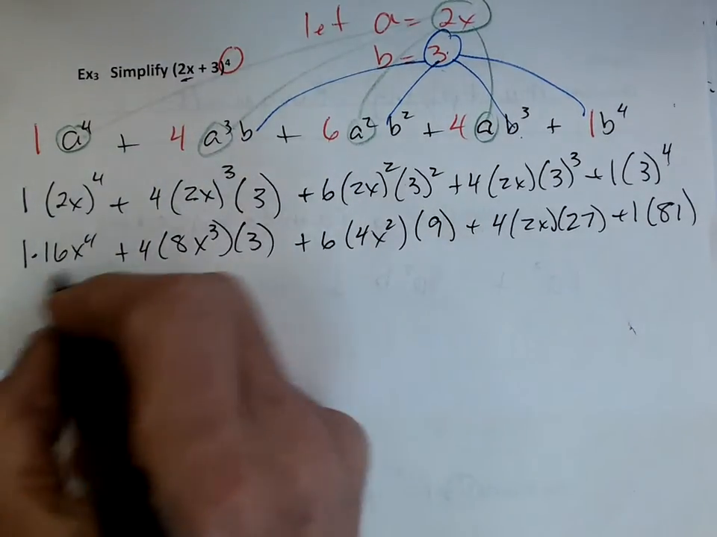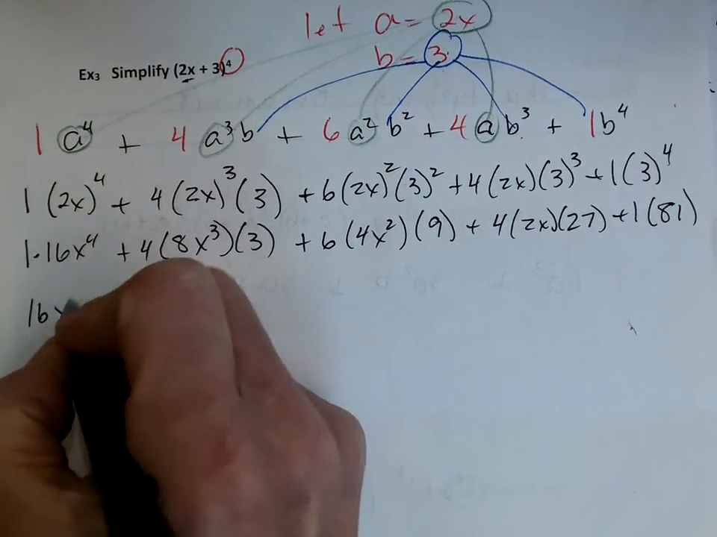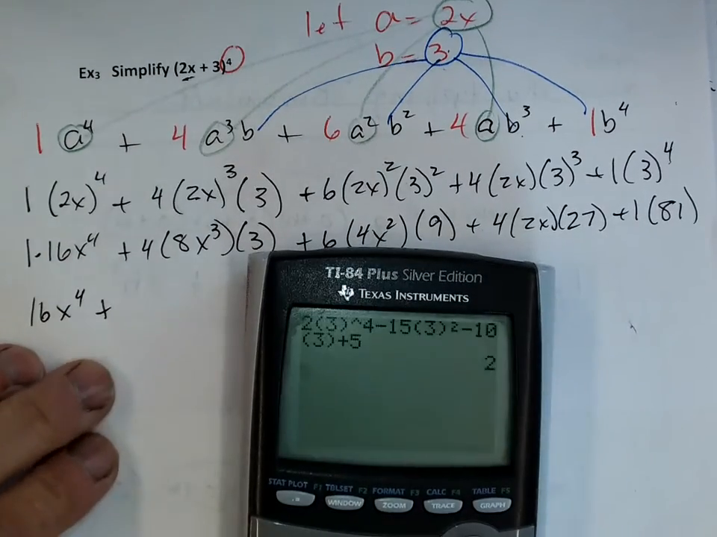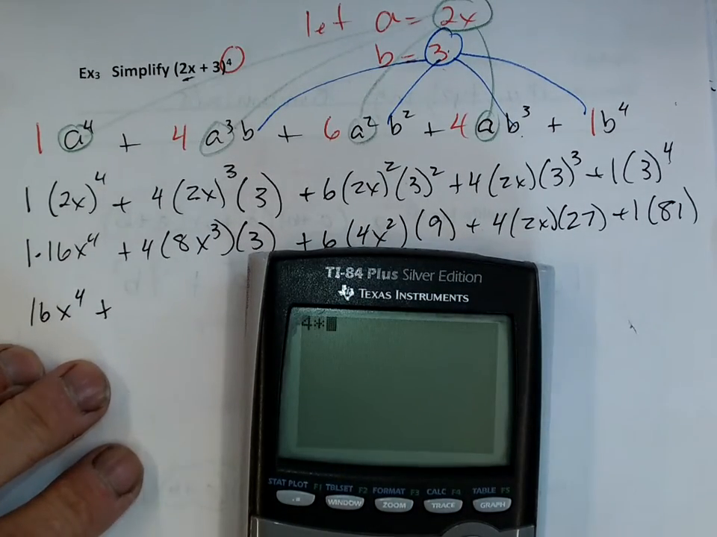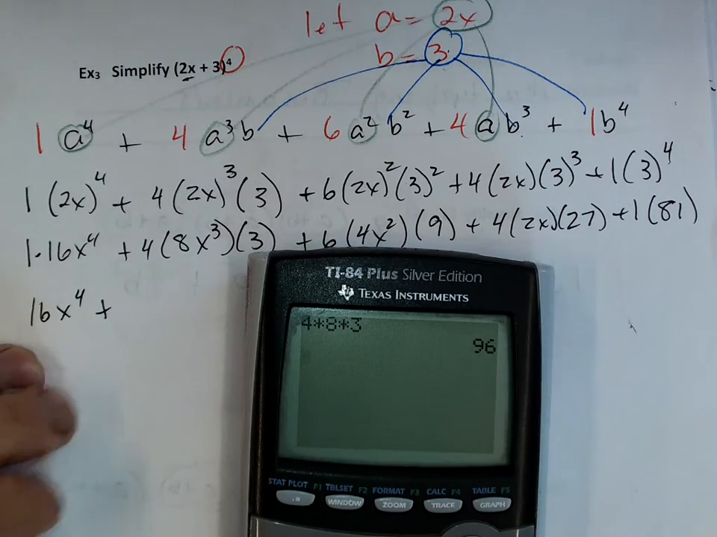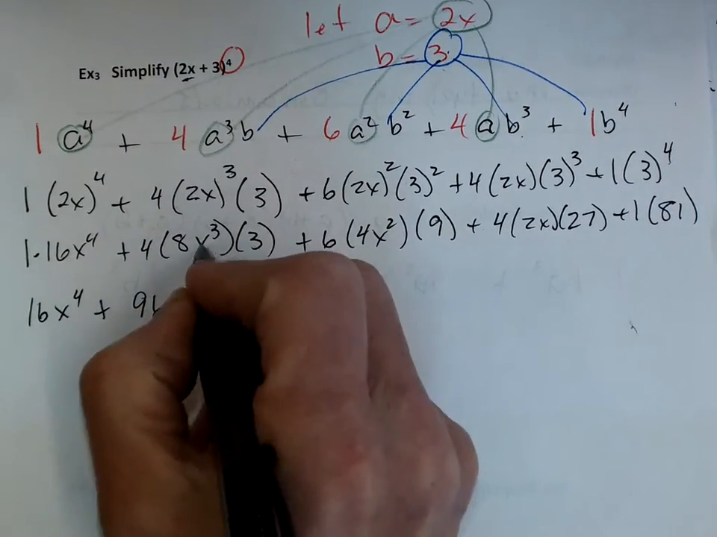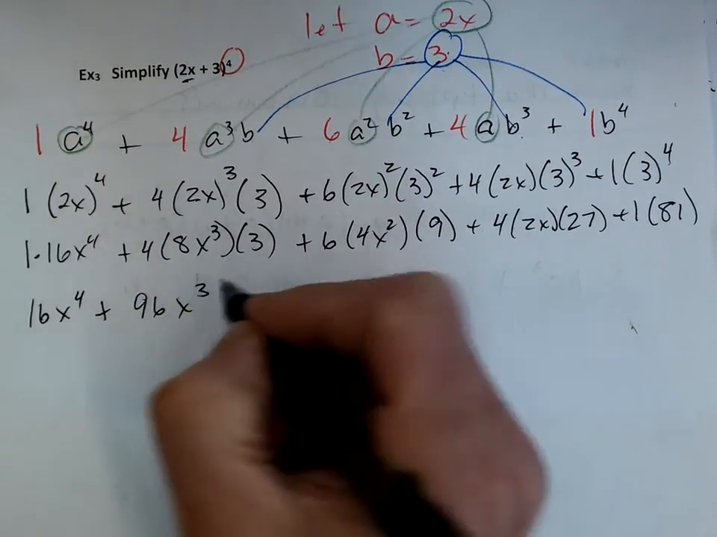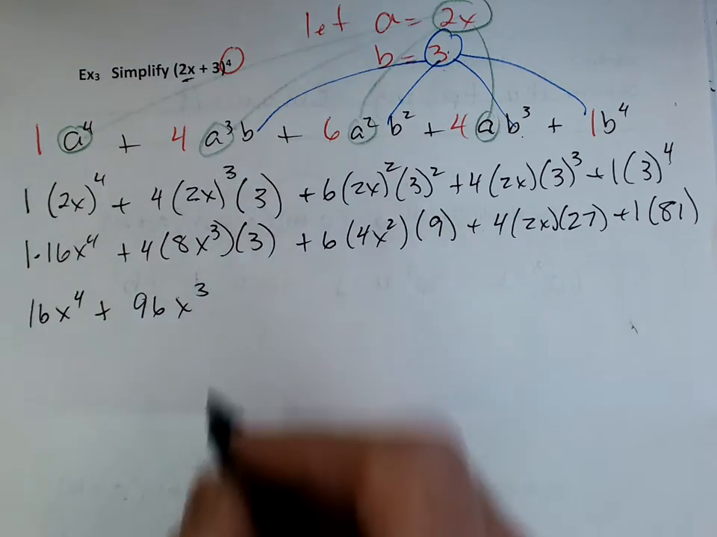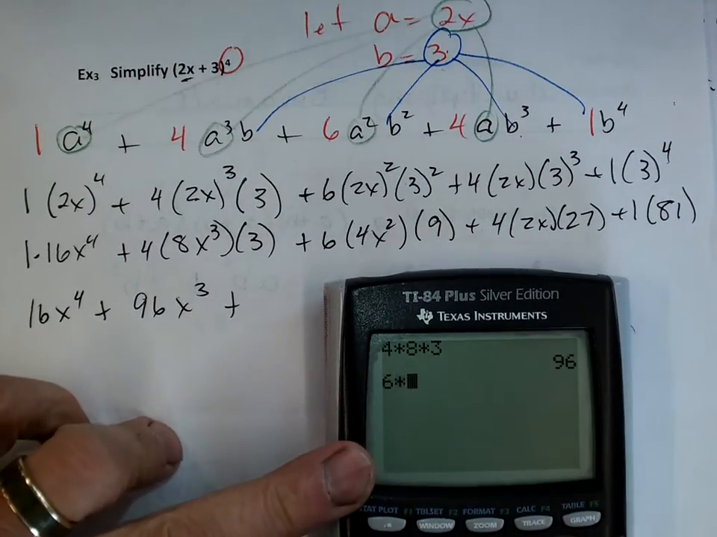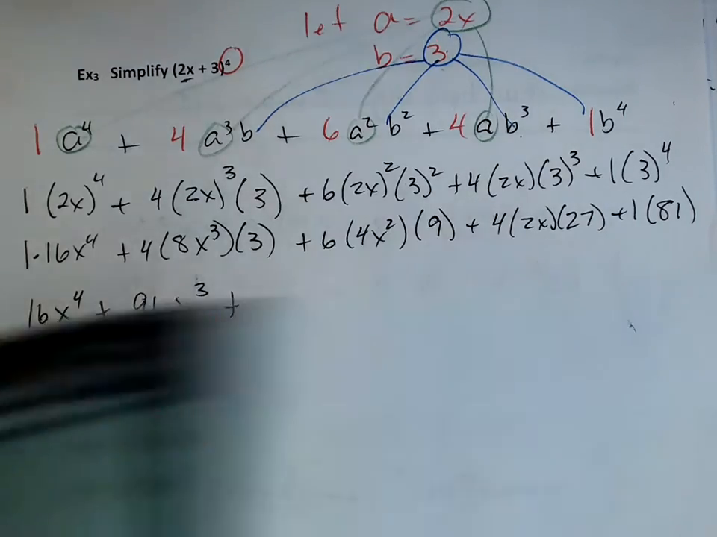So 1 times 16, that's easy. 16x to the 4th. Boom, that term's done. Plus, okay, what is, hold on. It's 4 times 8 times 3, just let my calculator do the work, 96. Okay, so plus 96x to the third power, okay? Plus, well, what is 6 times 4 times 9? I don't know. 6 times 4 times 9. I get an answer of 216.